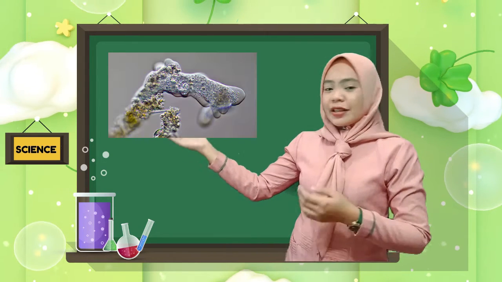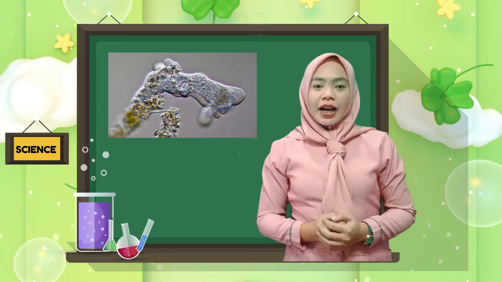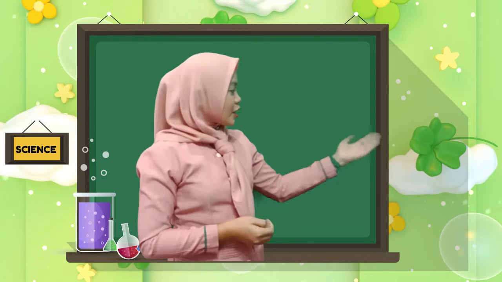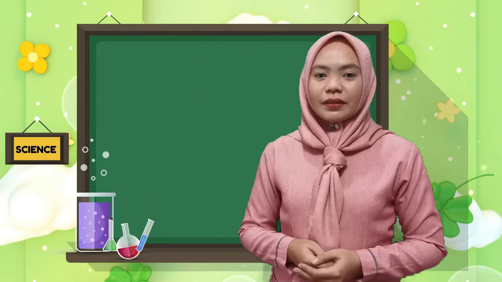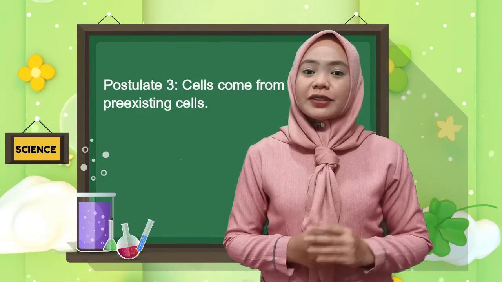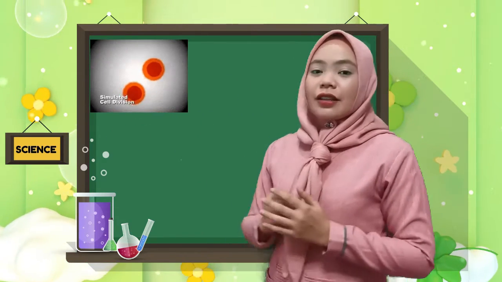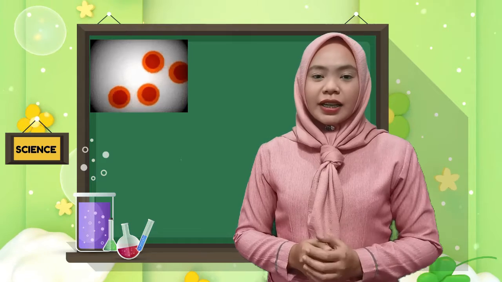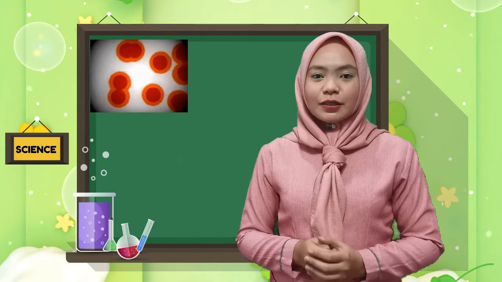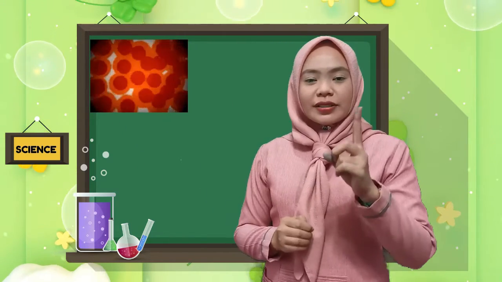For example, this is a microscopic view of an amoeba. Amoeba is an organism that has only 1 cell, classified as unicellular, while these pictures are examples of organisms that has more than 1 cell, classified as multicellular. The third postulate of the cell theory states that cells come from pre-existing cells. For example, this video shows the cell division. It is the cell division in somatic cells. As you can see that 1 cell divides to form 1 or more cells.